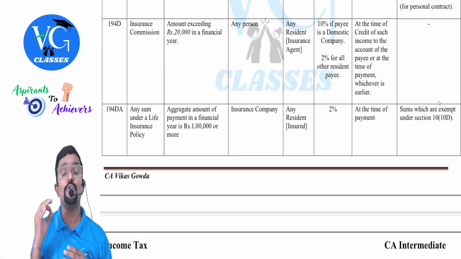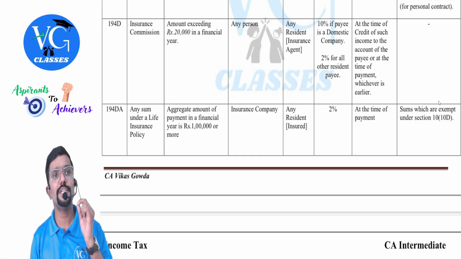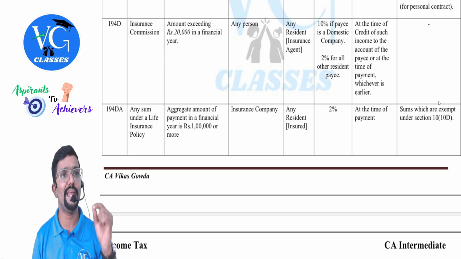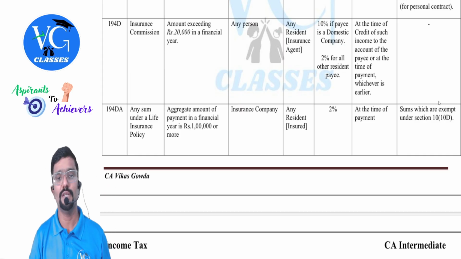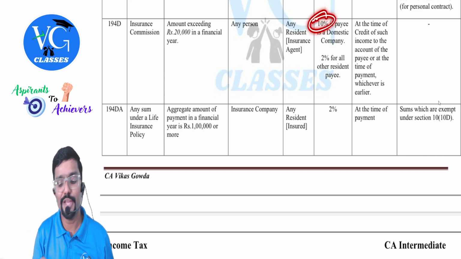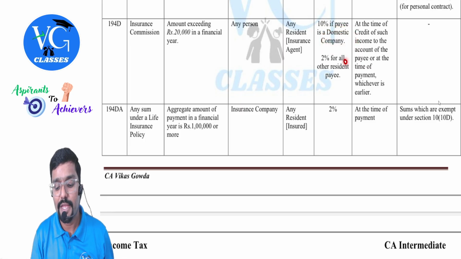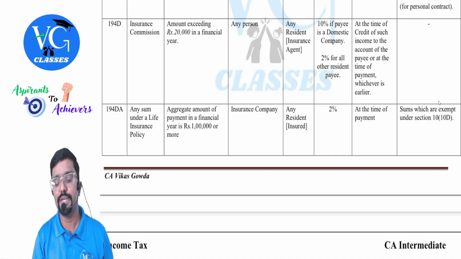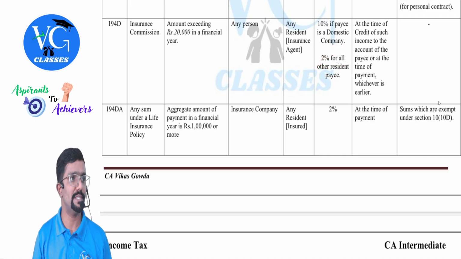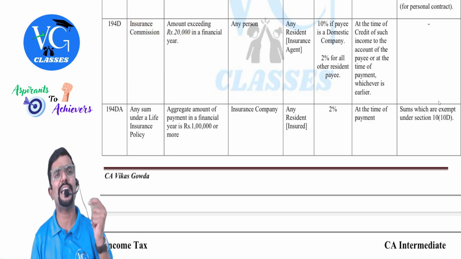Who will pay this commission to whom? Insurance company to agent. Now, when an insurance company is paying a commission to an agent for more than 20,000, they have to deduct a TDS of how much? 10% if the agent is a domestic company. Whereas if an agent is any person other than a company, then they should deduct TDS of how much, guys? 2%. So simple.